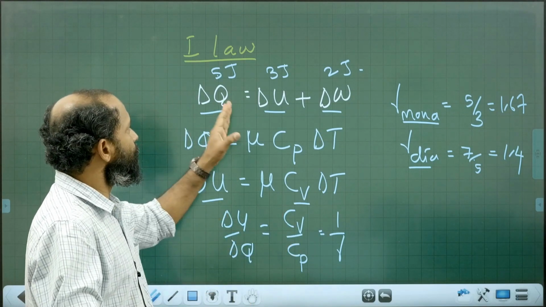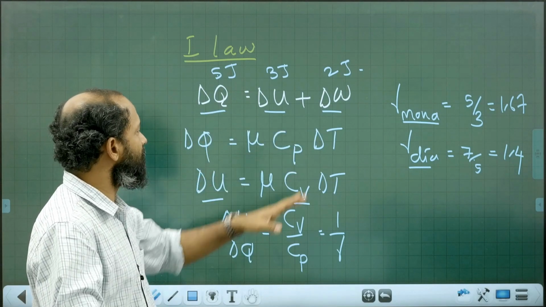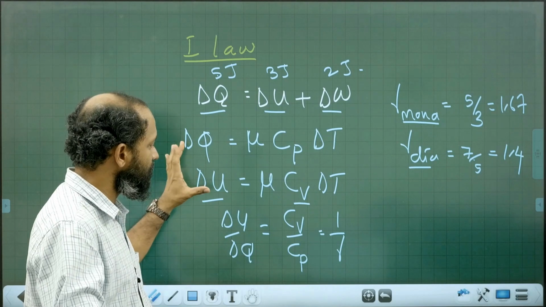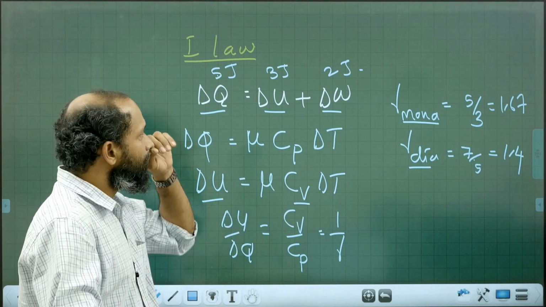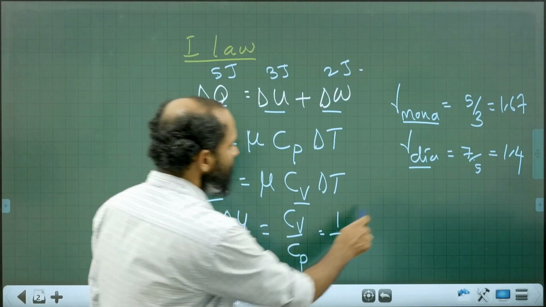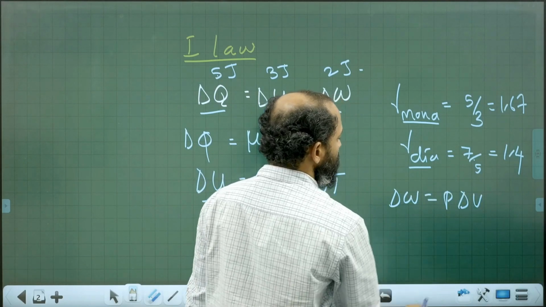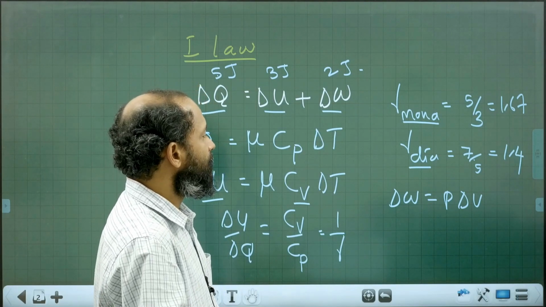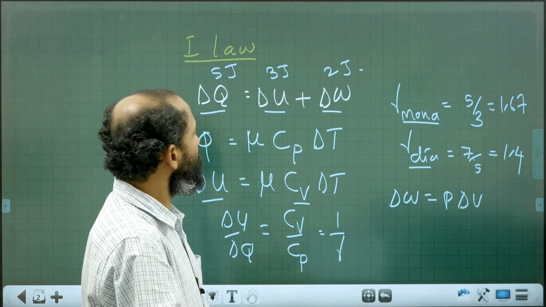So first law of thermodynamics: delta Q equal to delta U plus delta W. Learn the formula for delta Q and the formula for delta U by heart; delta U by delta Q is 1 by gamma. That's something about the first law of thermodynamics. And what is delta W? Delta W is equal to P delta V. That is the general formula for finding the work done in thermodynamics.